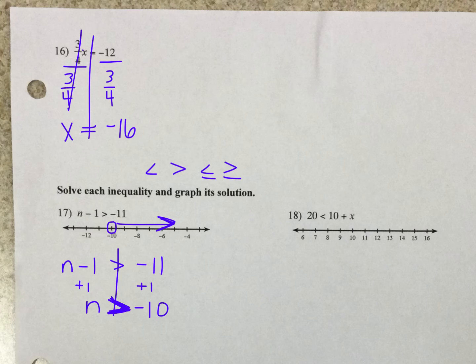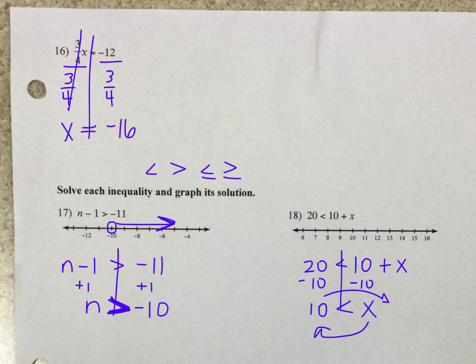Graphed. All right. 20 less than 10 plus x. Get my 10 out of the way. I get 10 is less than x. Now, when I am graphing, I really need my x to be on the left side. So in order to do that, I need to flip everything over. X greater than 10. So open circle on the 10, and my arrow is going to go that way.